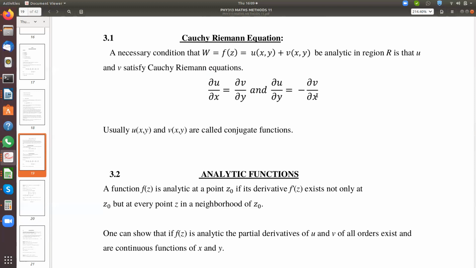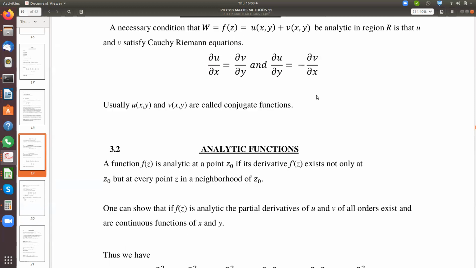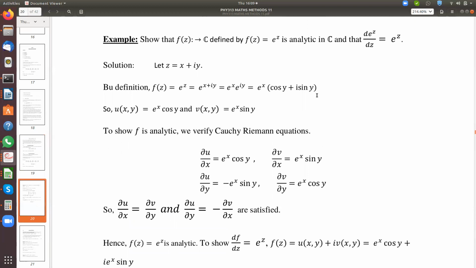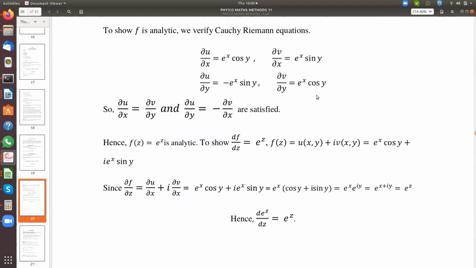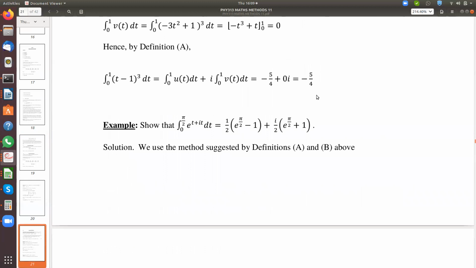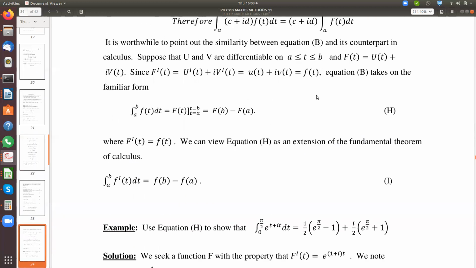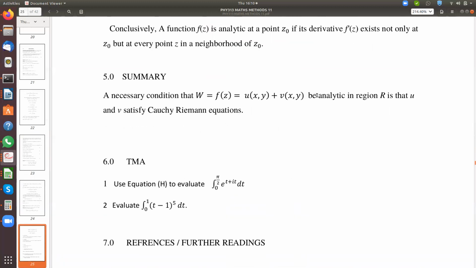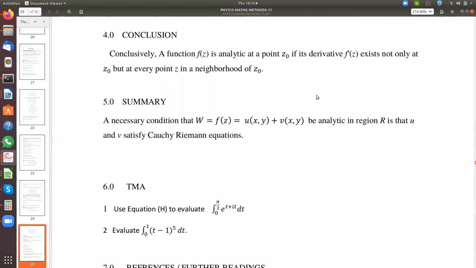Yes, sir. But I don't know if there could be another example. Well, I have just one example here. Let's check if you have examples in the textbook. Oh, there's no other example there, just one. Well, it's a straightforward function.